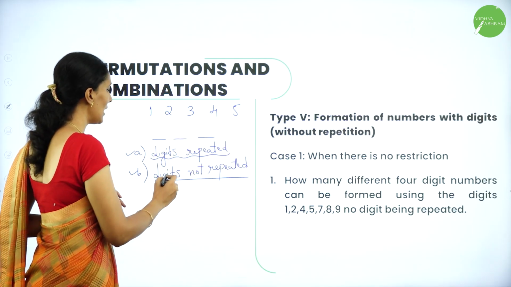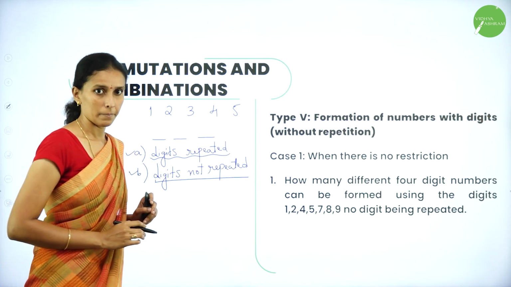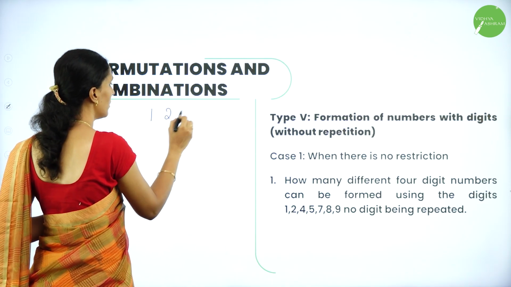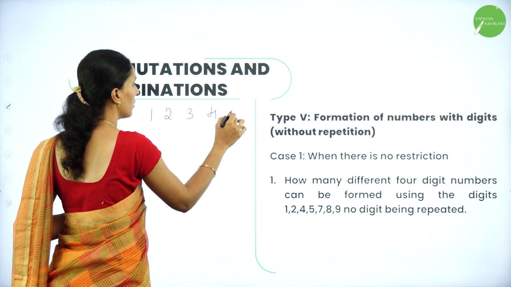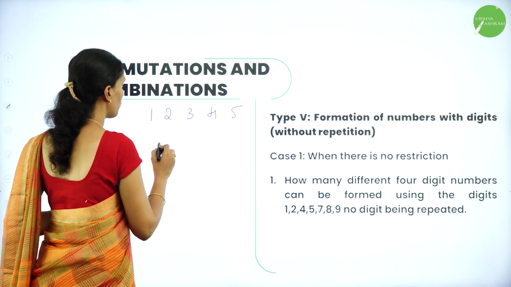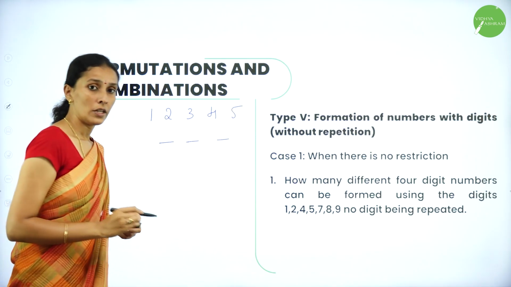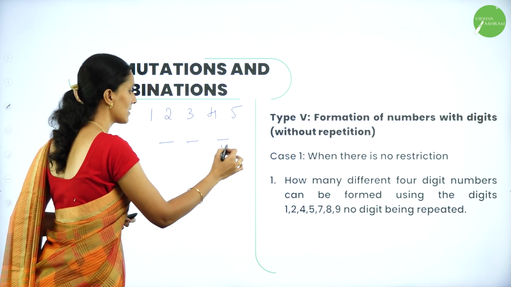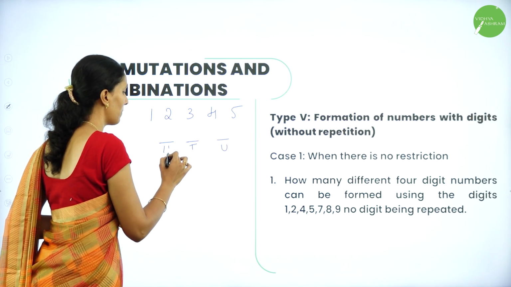Now, let me tell you about digits not repeated. I'll take 1, 2, 3, 4, 5. You are supposed to form a 3-digit number. So we have units place, tens place and 100 place.